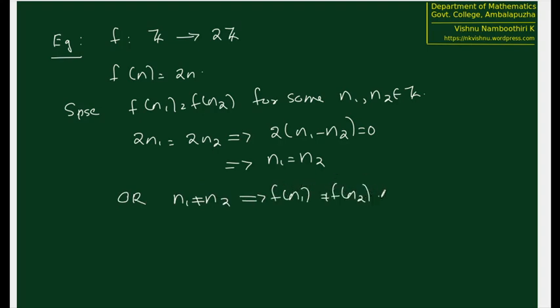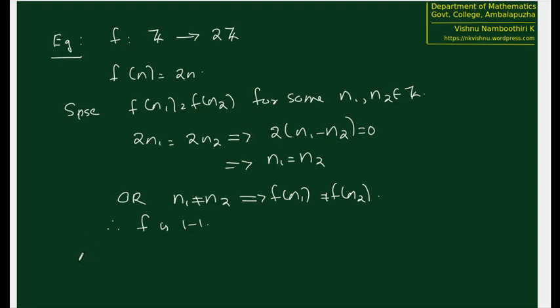This is a standard technique in establishing if a function is one-one or not. So instead of taking n1 not equal to n2 implies f of n1 not equal to f of n2, we usually start with f of n1 equal to f of n2, and we will show that n1 is equal to n2. So f is one-one.